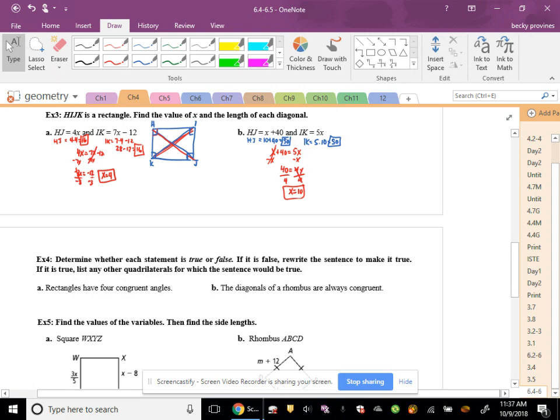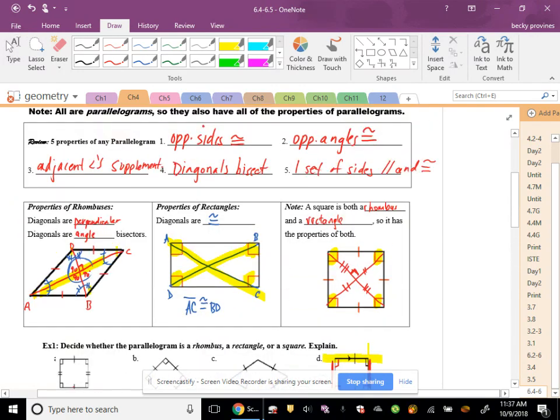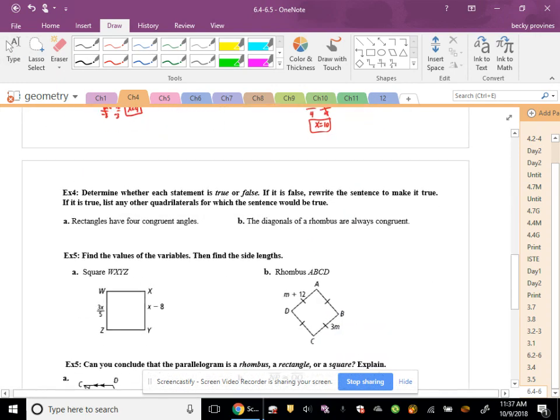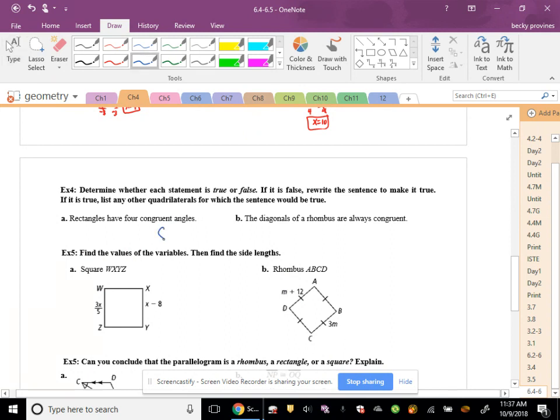Rectangles have 4 congruent angles. So let's go back and look. Do rectangles have 4 congruent angles? Of course they do, right here in the middle. So what other shape has 4 congruent angles? And there's only 2 other choices. We know it's not a rhombus, so it has to be a square.